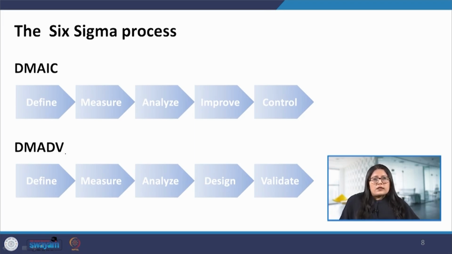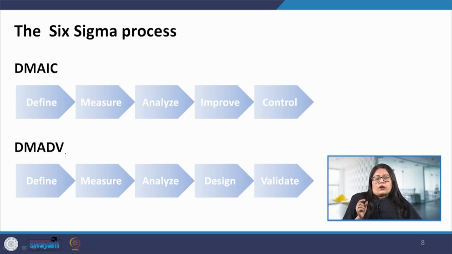The difference is in the last two steps. The one with improve and control, DMAIC, is applied on companies or products that are already existing, and DMADV, with the last two stages being design and validate, is for new products that are planned or envisioned.